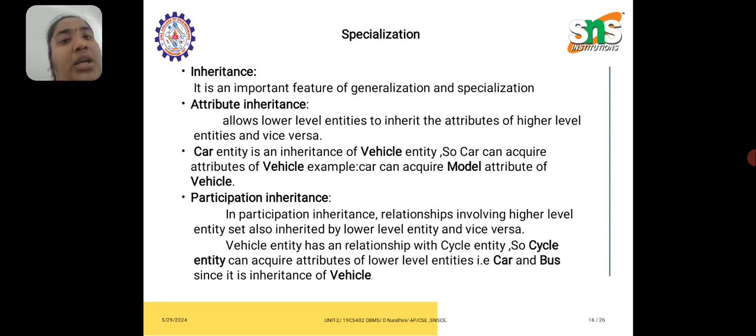Next one is participation inheritance. In participation inheritance, relationships involved in a high level entity set are also inherited by the low level entity and vice versa. For example, the vehicle entity has a relationship with the cycle entity. So the cycle entity can acquire attributes of the low level entity, for example, car and bus, since they are inheritances of vehicle.